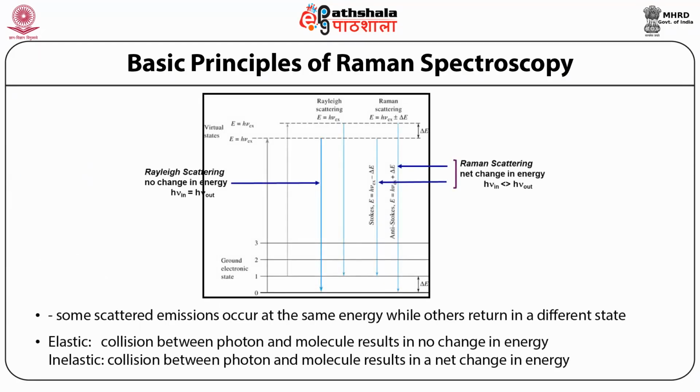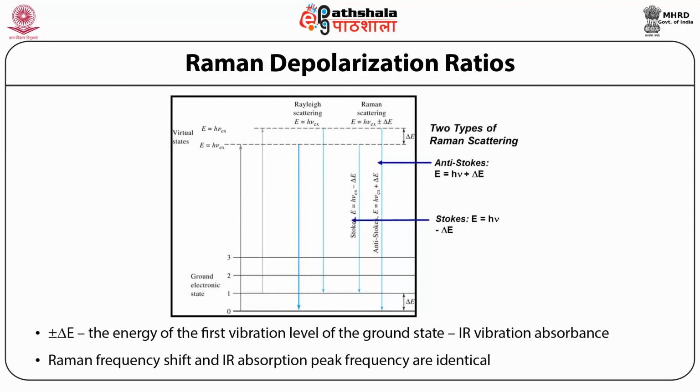There are two types of collisions that occur: elastic and inelastic. An elastic collision occurs between photons and molecules and results in no change in energy. However, an inelastic collision results in a net change in energy. The figure shows two types of Raman scattering.